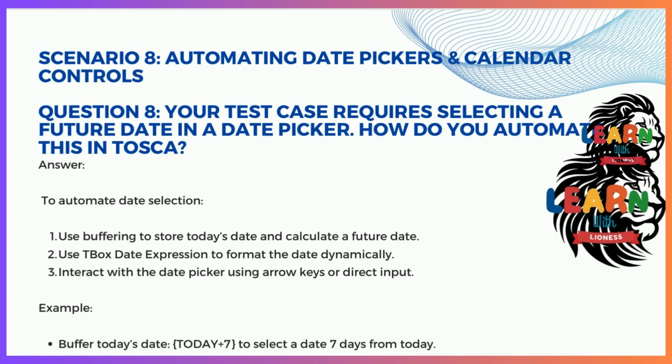Scenario 8. Automating date pickers and calendar controls. Question 8. Your test case requires selecting a future date in a date picker. How do you automate this in Tosca? Answer. To automate date selection: 1. Use buffering to store today's date and calculate a future date. 2. Use TBox Date Expression to format the date dynamically. 3. Interact with the date picker using arrow keys or direct input. Example. Buffer today's date, today plus 7, to select a date 7 days from today.